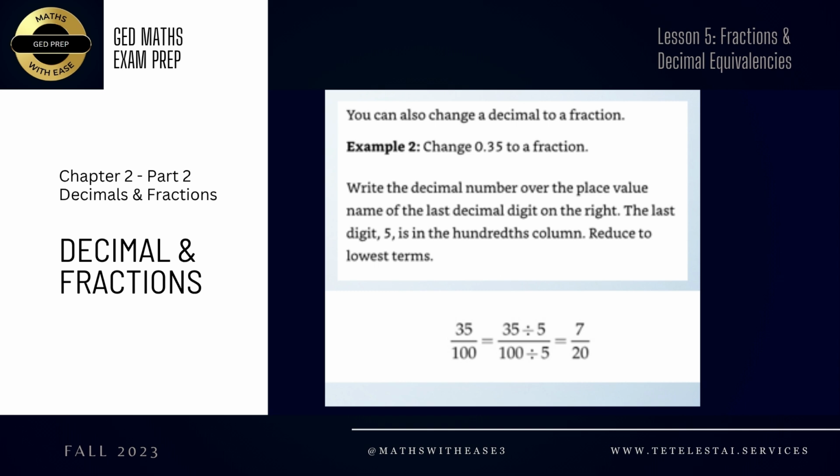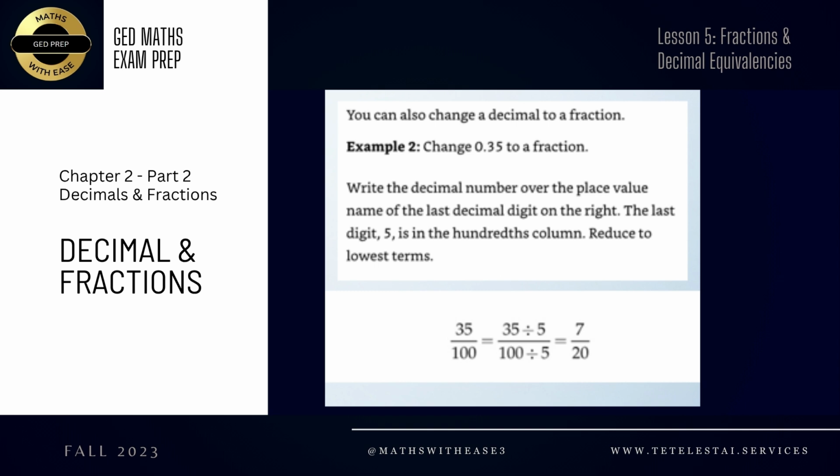You can also change a decimal to a fraction by first writing down the decimal number over the place value name of the last digit to the right of your decimal. So for example, in this case, we're being asked to change 0.35 to a fraction. So all you would need to do is start by writing down the decimal number over the place value name. The place value name in this case is hundredths, since 5 is in the hundredths place, right? So write down the whole number 35 over its place value name, which in this case is the hundredths position.